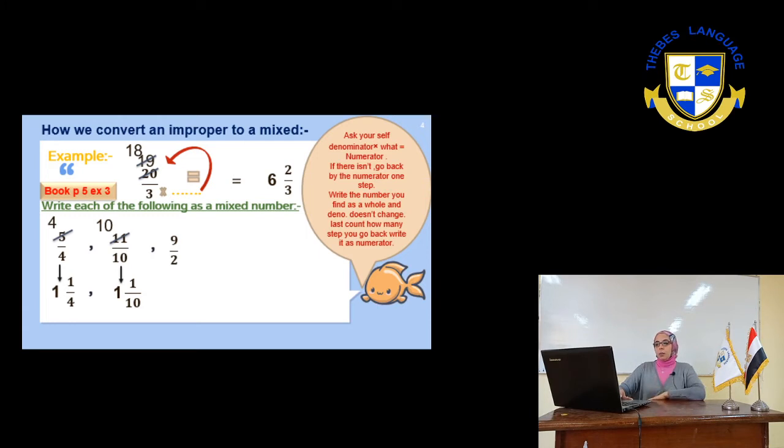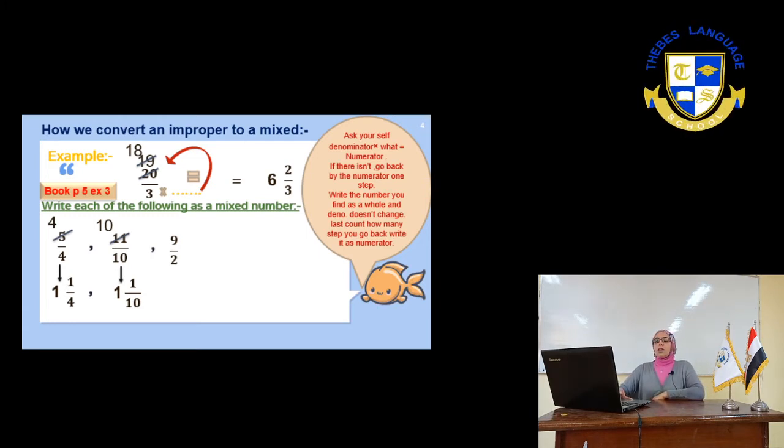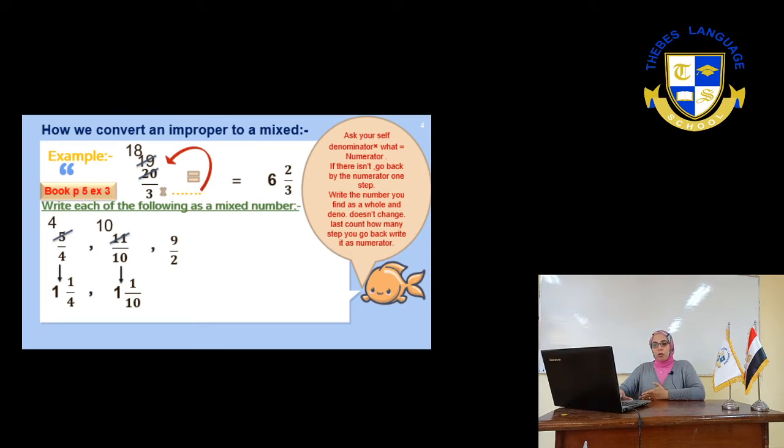Next, improper 9 over 2. In the same way, 2 times what equals 9? There is none. Go back. It will be 2 times 4 equals 8. So the whole number will be 4. And the denominator 2 as it is. And we went just one step. So the mixed number will be 4 and 1/2.